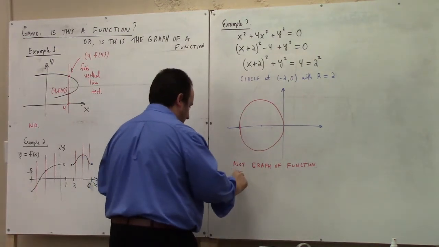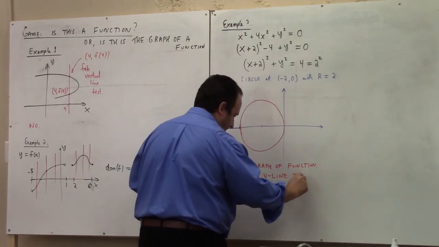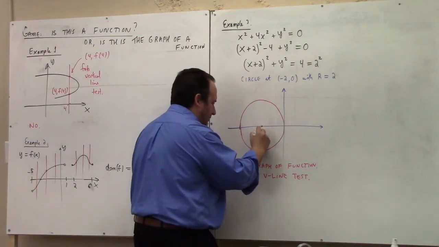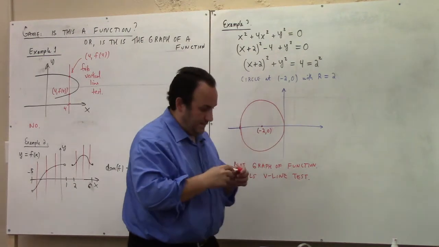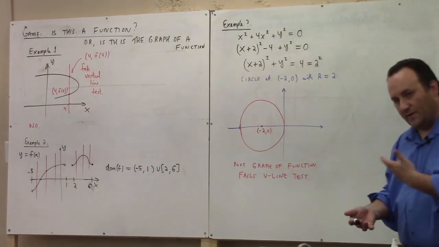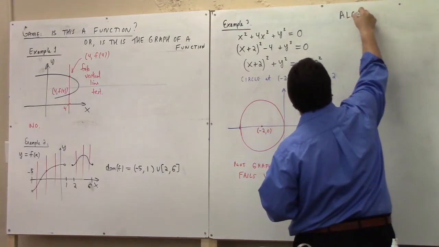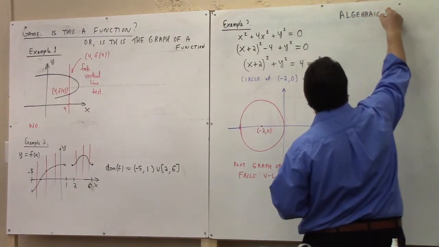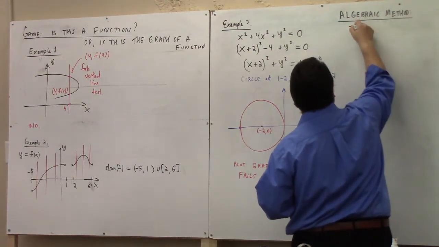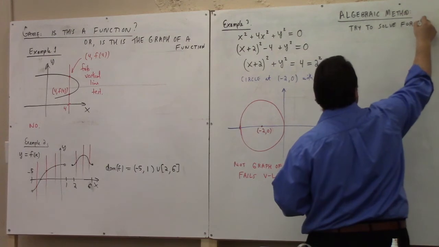Fails vertical line test, right? Now, let's look at how we would do this using algebra. The way you test if an equation is in fact the graph of a function in disguise is you simply, what's the algebraic method? Simply try to solve for y.